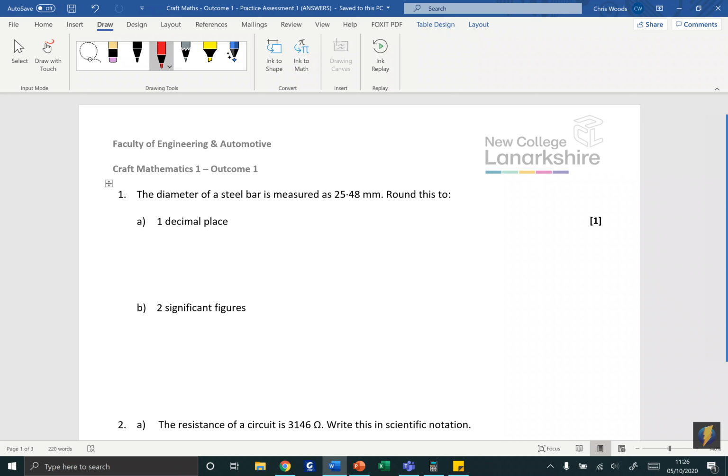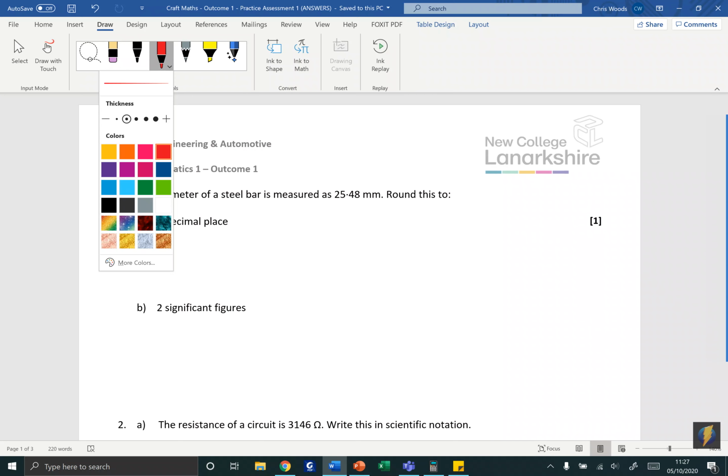Okay, so first couple of questions, rounding to decimal places and significant figures, and you'll see, this should be worth a mark each, right? Anyway, let's have a look. The diameter of a steel bar is measured as 25.48 millimetres. Round this to 1 decimal place.